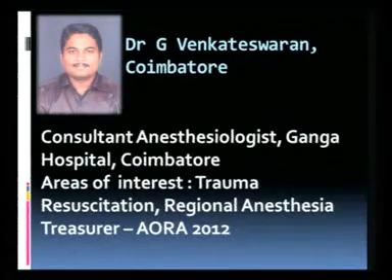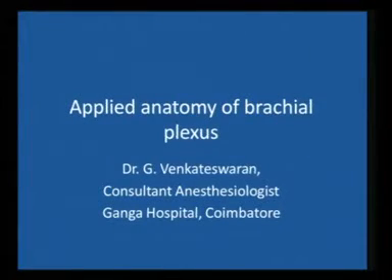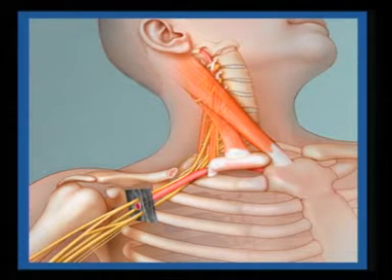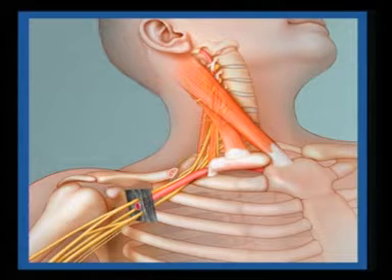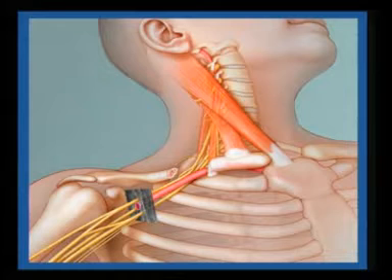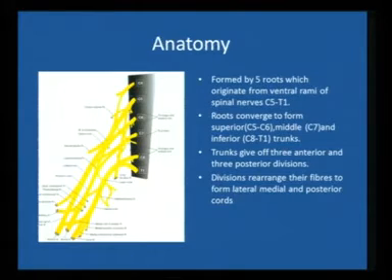Okay. Everybody, my topic is about the applied anatomy of brachial plexus. This is the extensive picture of the brachial plexus, which shows the origin, whereas the course in the neck goes underneath the clavicle, enters into the axilla, and forms branches. And this is the picture showing the anatomy.